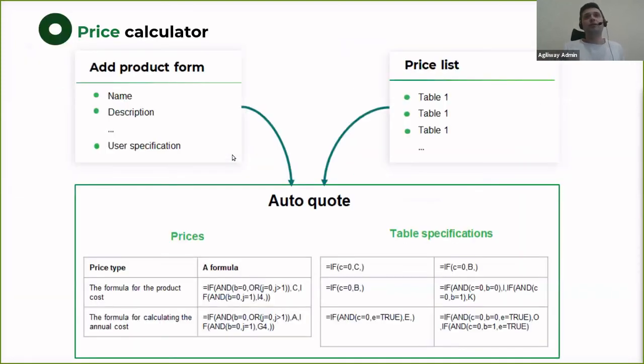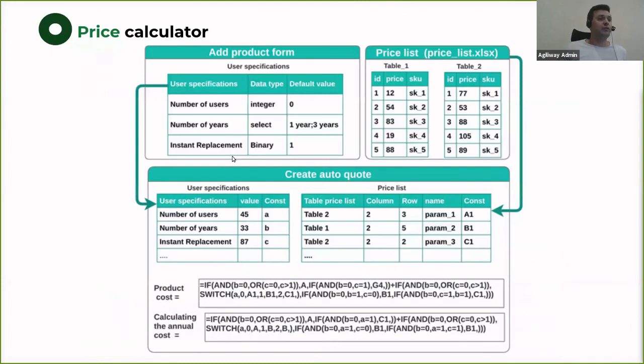The second very useful feature is the price calculator. You can save your time and calculate the cost of IT products by using the ROI for CIO calculator. The price calculator is based on the user specification, which I already mentioned during the creation of products, and the price list. It's one of the sources of data. And also each parameter will have unique constants as well.